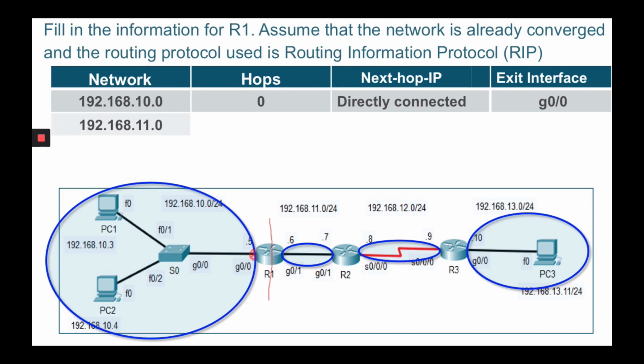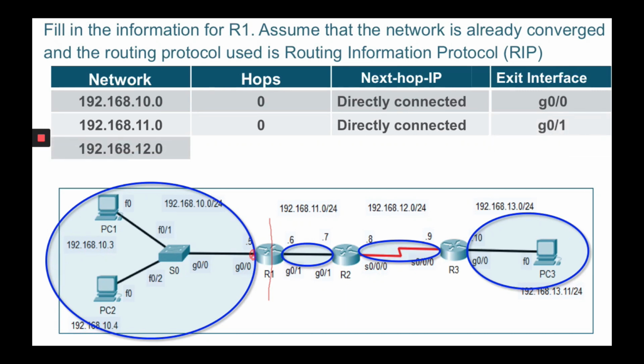Okay, let's look at the second example. If router 1 would like to have a route to 192.168.11.0, how many hops? If you look at this diagram, 192.168.11.0 from the router 1 perspective is directly connected, so you do not need any hops, the next hop IP address is not needed, and the exit interface to reach 192.168.11.0 will be interface G0/1. So your answer will be G0/1.